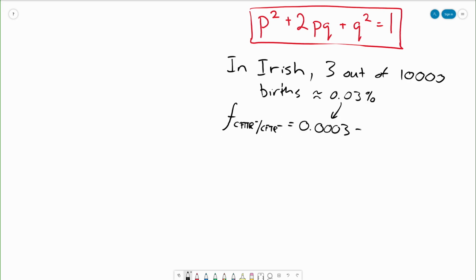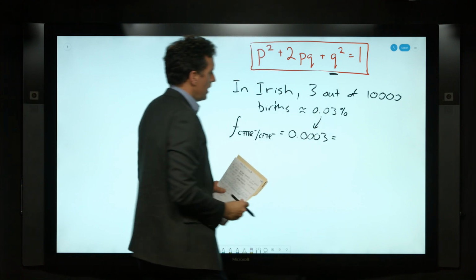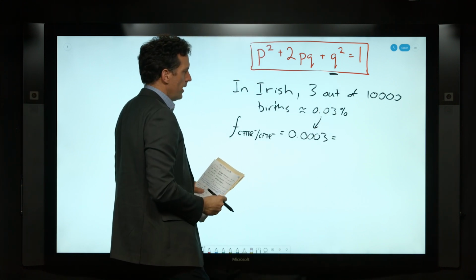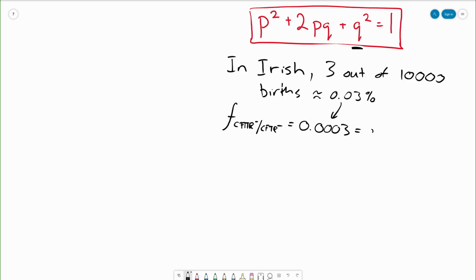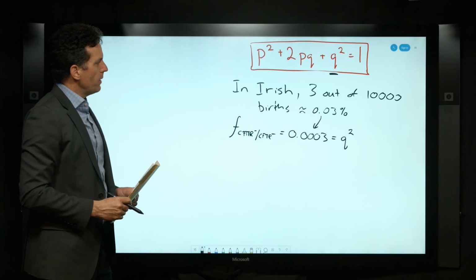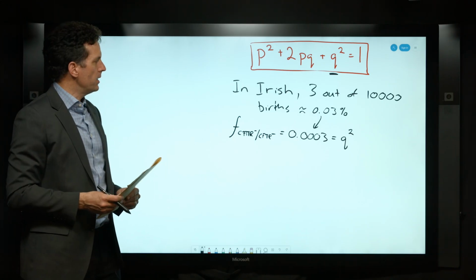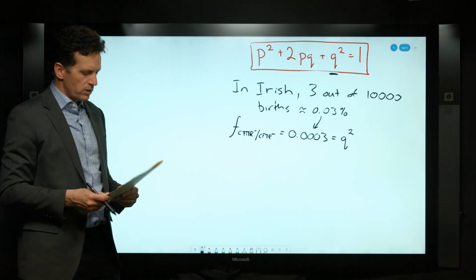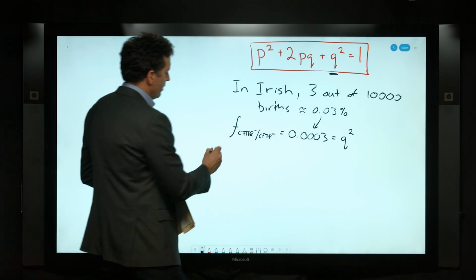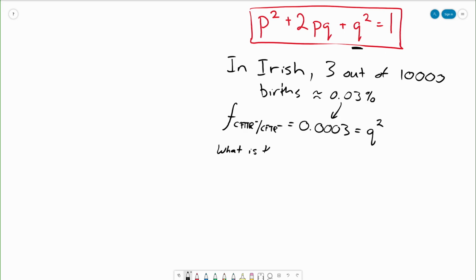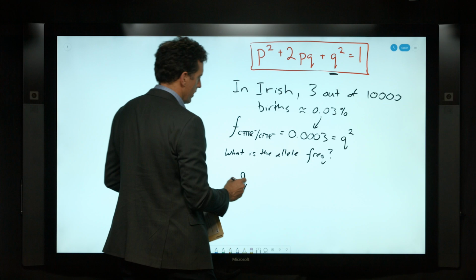Now, using this relationship up here, we know that this is our q squared genotype frequency, so let's put that here. Given that we know that the current genotype frequency in the Irish population is our q squared, or 0.0003, we can ask, what is the allele frequency? And to do that, what do we need to do? We need to determine q, which of course we get by taking the square root of our q squared.